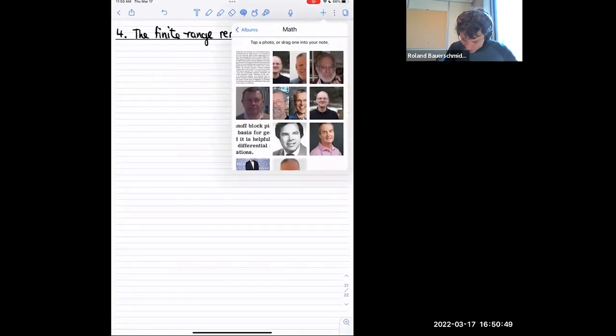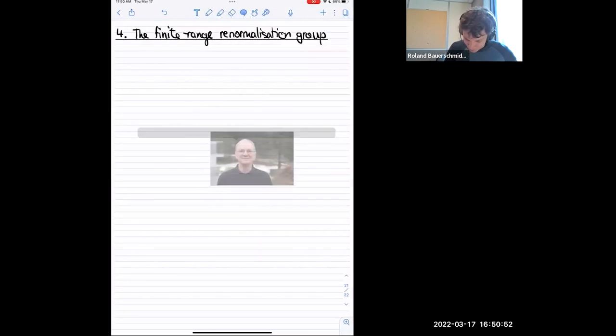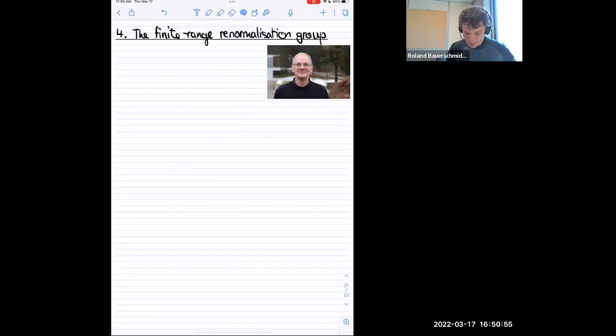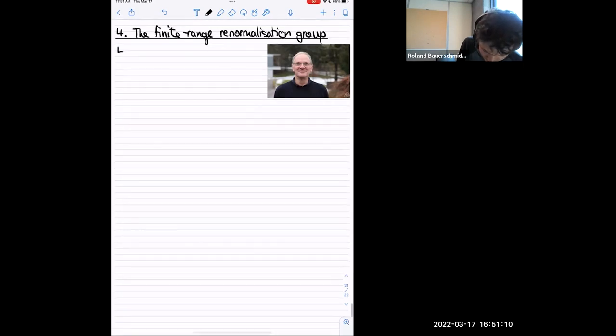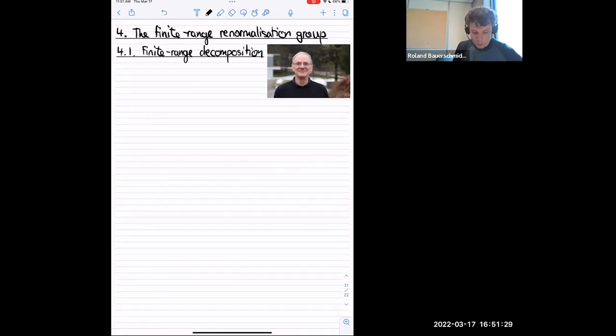So photo library here. So this is an approach that in particular is a simplification over many related ideas that have been developed by many, but this particular approach was in particular promoted by David Brydges. The starting point is that we do not decompose the Green's function in an arbitrary way.